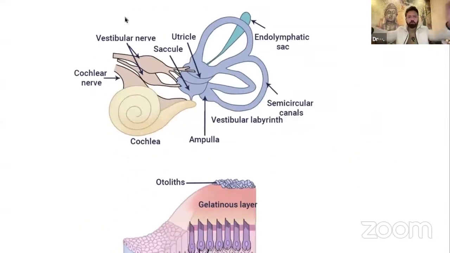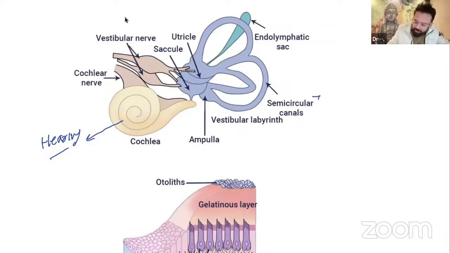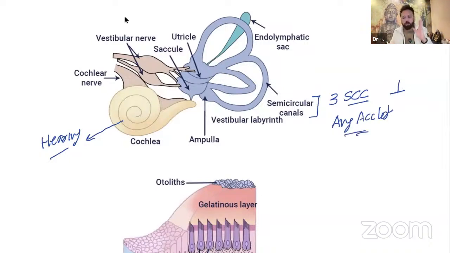Now, this is a wonderful diagram. Cochlea, everyone knows it is for hearing. We know the primary function of your ear is hearing, and also balance. See, we have semicircular canals. We have 3 semicircular canals, each perpendicular to the others, and they are for angular, or you can say rotational, acceleration.